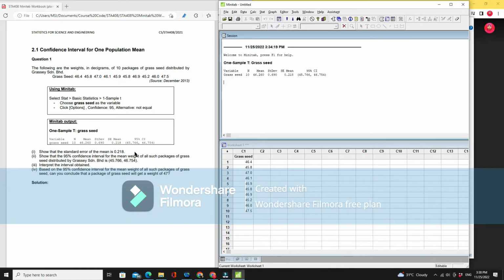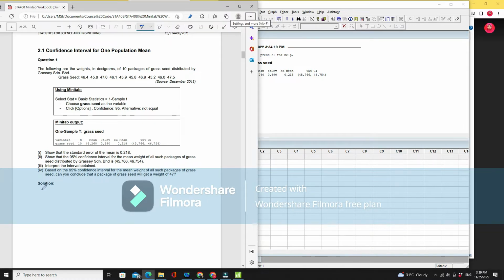Now, the question is: show that the standard error of the mean is 0.218. Number 1, standard error equals S per square root of n. S, the standard deviation, is 0.69, divided by square root of n. Here we have n equals 10, so divide by square root of 10. You will get 0.218, shown.